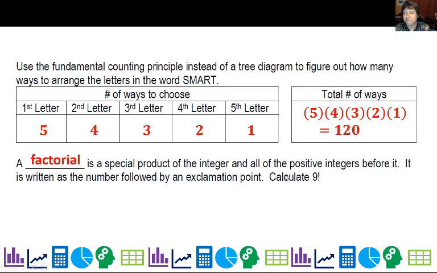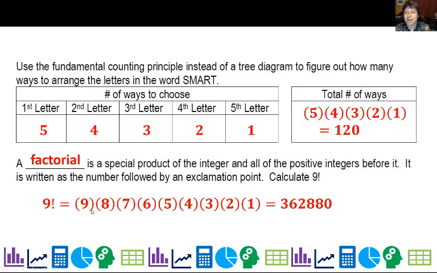So if we were to do 9 factorial, I'd actually have to write out 9 times 8 times 7 times 6 times 5 times 4 times 3 times 2 times 1. And I would get 362,880. So you can see how big our numbers are getting. And if I had to do a tree for that, that's how many branches my tree would have. So a tree diagram is great when we're dealing with the smaller numbers, and I strongly recommend it. But if you're starting to get into bigger numbers, lots of branches, you want to avoid that.